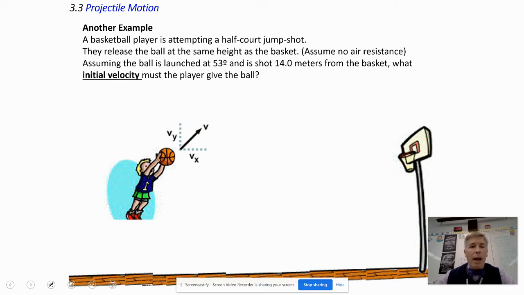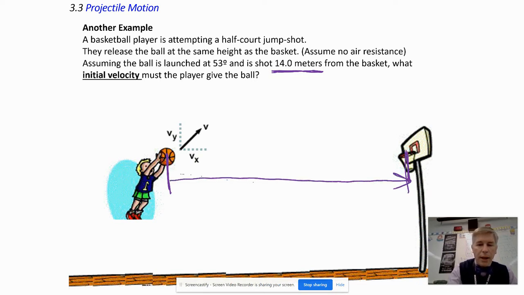Instead, I have this basketball player. They're going to attempt a half-court shot. So we know how far away from the basket they are: 14 meters. That is horizontally, if you were to measure from here to the basket, how far away they are. So this is the 14 meters.